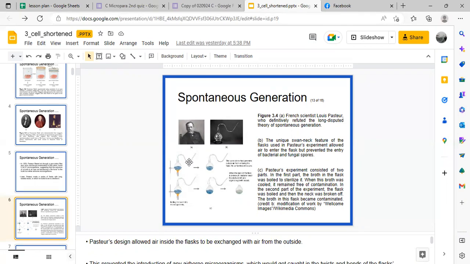Walang fermentation na nangyari. Okay? He repeated the experiment. This time, he broke the flask. Yun, nagkaroon ng fermentation. So, ibig sabihin, yung fermentation galing sa mga microorganisms na nasa air. Okay? So, yun. Yan yung concept ng sourdough, no? Yung may yeast sa air. Kung iniwan mo yung sugar solution, eventually mag-ferment yan.